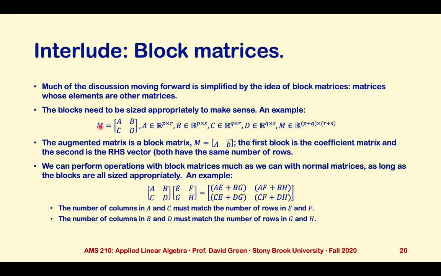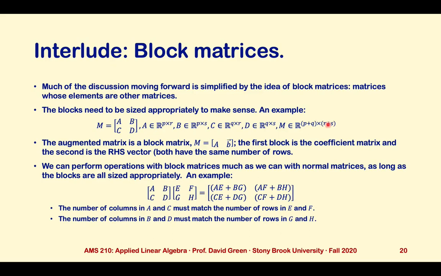As an example, I can construct a matrix M out of 4 matrices, A, B, C, and D, as long as I'm very careful to make sure that the sizes all match up properly. A and B have to have the same number of rows. I've indicated that here as P. C and D also have to have the same number of rows. I've indicated this Q. And the total number of rows in M is the sum of those, P and Q. A and C have to have the same number of columns, R. B and D have to have the same number of columns, S, and the total number of columns is R plus S.